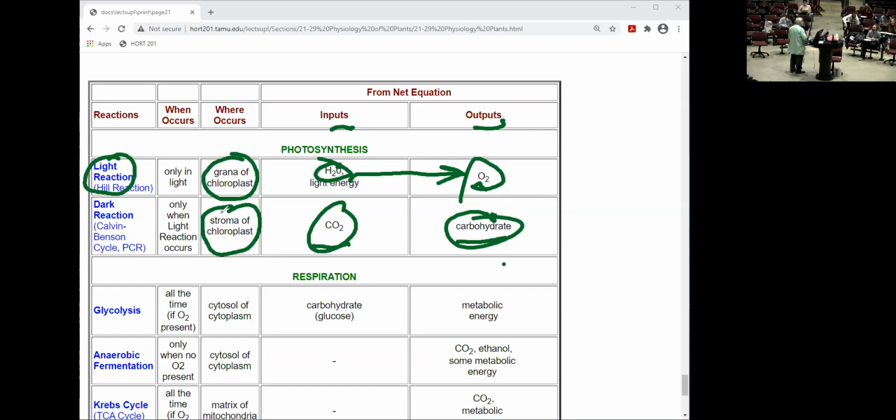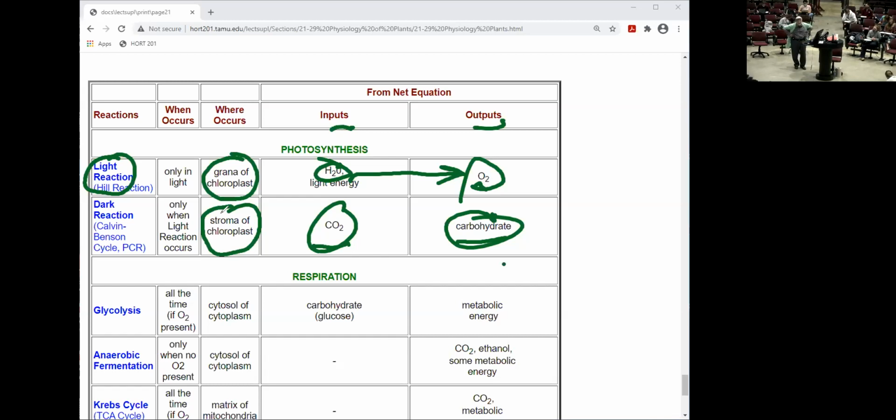So when does the dark reaction occur? All day long. Does the dark reaction occur at night? True or false? How many people think the dark reaction occurs at night? Raise your hand. How many people think it does not occur at night? Raise your hand. Yeah, it does not occur at night. Why in the heck did they call it the dark reaction? To mess with your mind. Oh, man. If it doesn't occur in the dark, why would they call it the dark reaction?